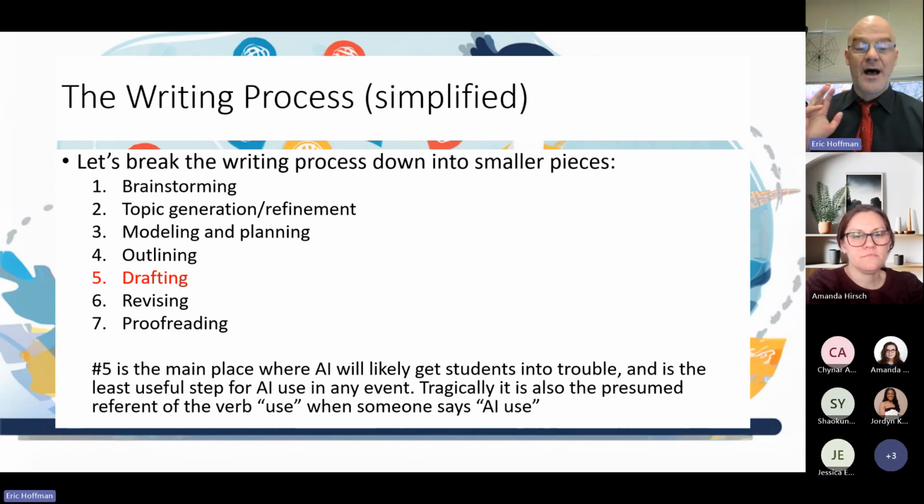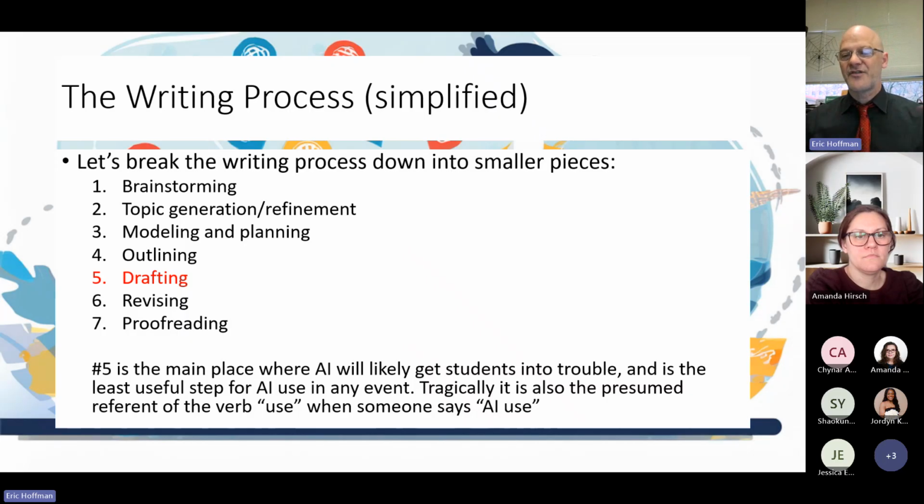So as I note below, that is where students will generally get into trouble, because that is the place where they are using a technology to replace their own voice or their own text rather than supplement, rather than polish, rather than refine, rather than inform, right? Unfortunately, it's also the presumed referent of the verb use when we say AI use, right? So one of the things, if nothing else, that I hope to do today is to clarify that when we as faculty say, how are we using technology? I hope we don't just restrict it to that number 5 step, right?